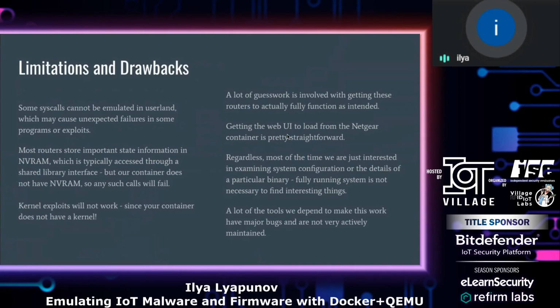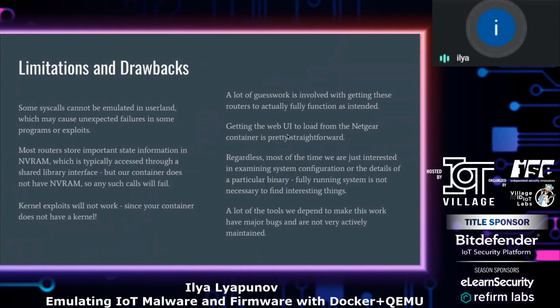Oh yeah, and in the same light as the NVRAM stuff, there's a lot of guesswork involved with getting the routers to function fully as intended. They don't come with any developer docs, they don't come with a README or anything. You just have to kind of figure out, oh, that's the init script. That's the thing that I have to run to get everything coming up. Oh, this is the line I have to comment out to make it not fail on that NVRAM load. So there's a lot of guesswork.